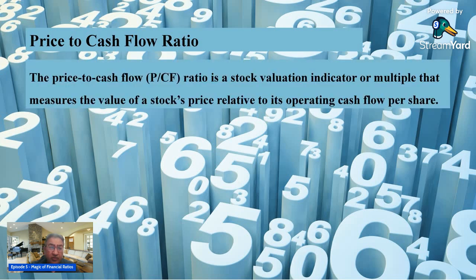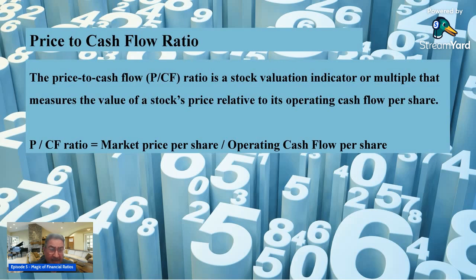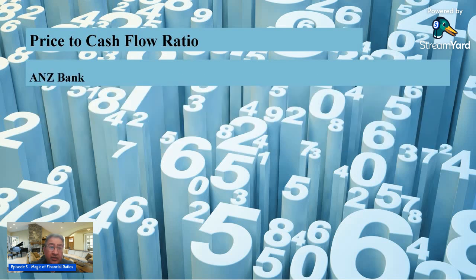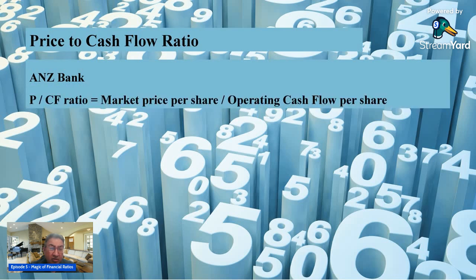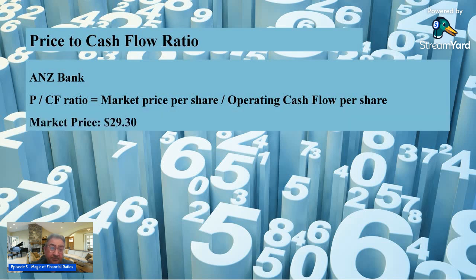A price to cash flow ratio is a stock valuation indicator or a multiple that measures the value of a stock's price relative to its operating cash flow per share. So unlike the other ratios, this is looking at the operating cash flow against the market price. And as with the other formulas, it is measured as market price per share divided by the operating cash flow per share. Again, we will look at ANZ Bank, the example that we've looked at all along. Reminding the formula: market price per share divided by operating cash flow per share.